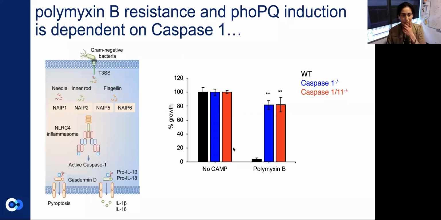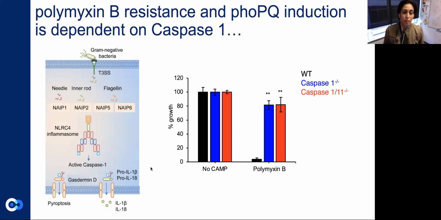And before getting into that, I should remind you that Caspase 1 is actually an enzyme that is activated by proteolytic cleavage as a result of assembly of this inflammasome. And so the NLRC4 inflammasome upon assembly causes cleavage of pro-Caspase 1 into active Caspase 1. And this phenomenon is important for inducing cell death called pyroptosis and release of these inflammatory cytokines.